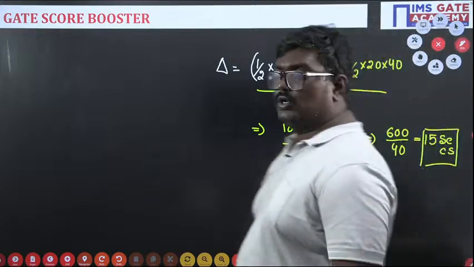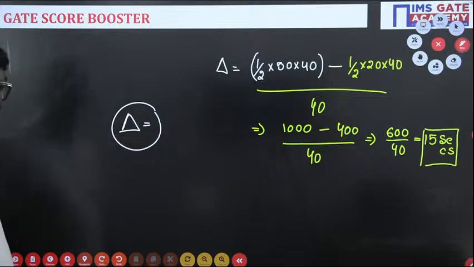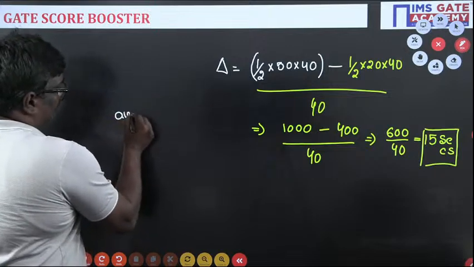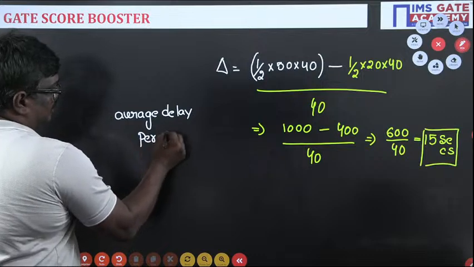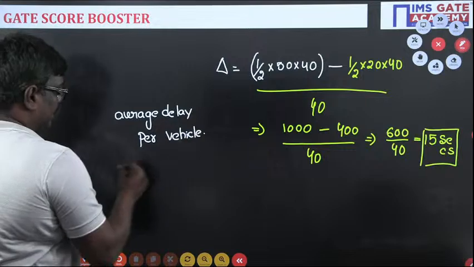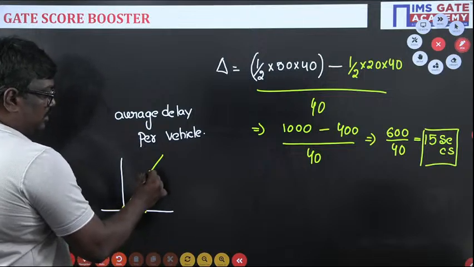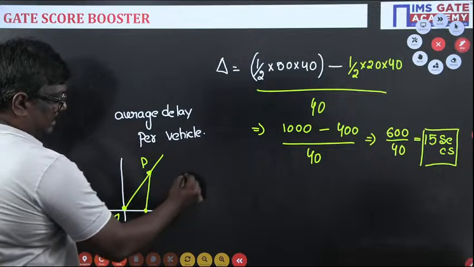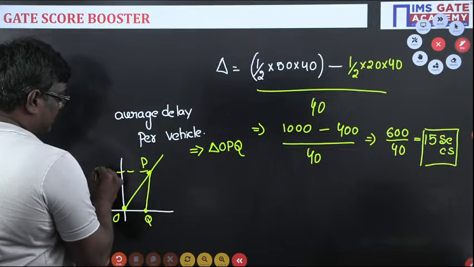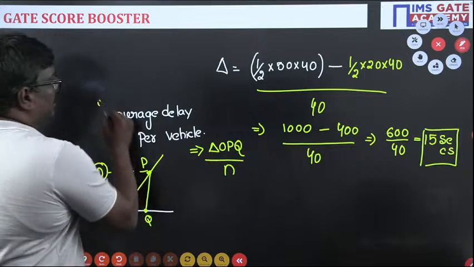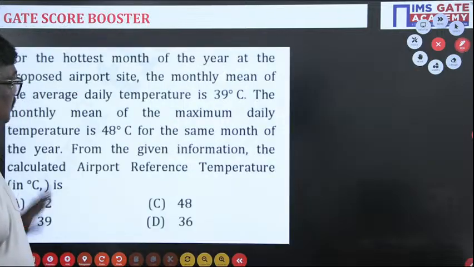So what I would like to tell you here is, if they ask you the average delay per vehicle, and if I take this as O, this as P and this as Q, average delay per vehicle can be written as the area of triangle OPQ divided by the number of vehicles, N. This will give you the average delay per vehicle based on the formulas. Students, is this clear? Now please go through this problem, students.